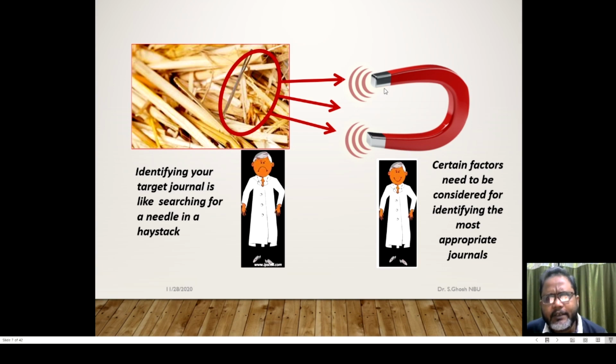So whenever our target journal is like that, we are facing a crowd, or rather a pile of journals, and obviously your journal is hidden somewhere within it, the one which can best reflect your academic perspective. So you have to dig it out from this pile, and that is where certain factors need to be considered for identifying the most appropriate journal.